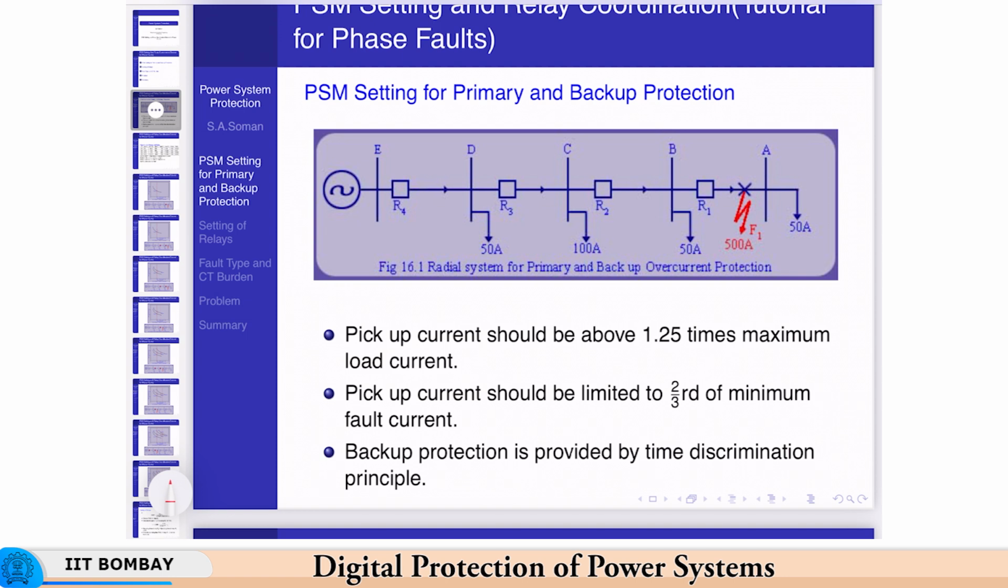Then the second aspect that we discussed was that the pickup current should be less than the minimum fault current also. So, here we have chosen again a value of 2/3 of the minimum fault current. It could be anything; you could choose it 20% less or 3/4 or whatever your experience and your reading of the situation tells you. Okay. The backup protection is provided by the time discrimination, not by any current setting here.